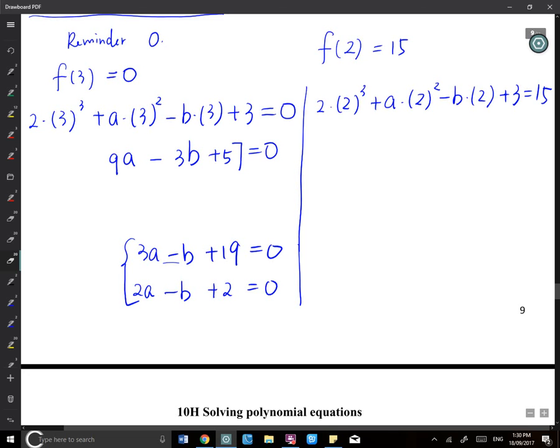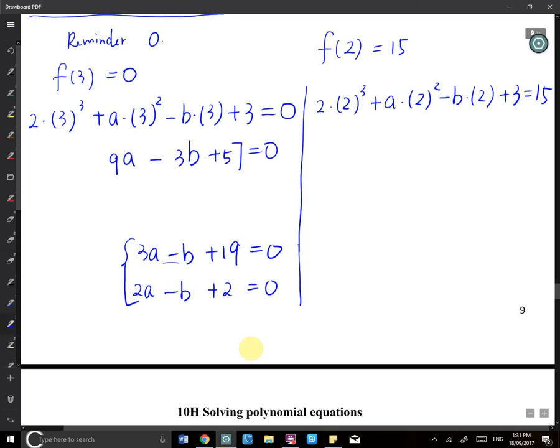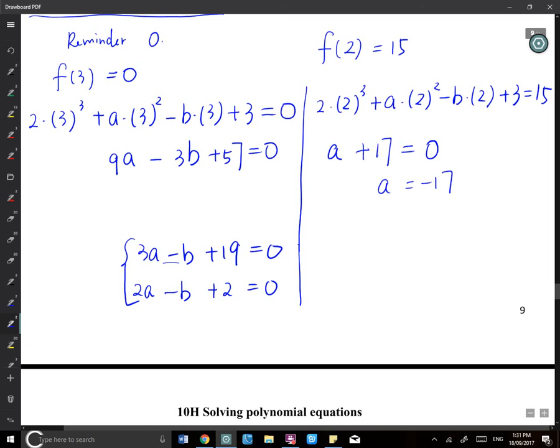Okay, so I'm solving for that. What's the best method we solve for that? Elimination. How can we eliminate that? Subtract or add? Subtract. So use the top one to subtract the bottom one. 3a minus 2a, we have a. Minus b, subtract negative b, we have 0. 19 subtract 2, we have 17. And 0 subtract 0, we have 0. So a equals negative 17.